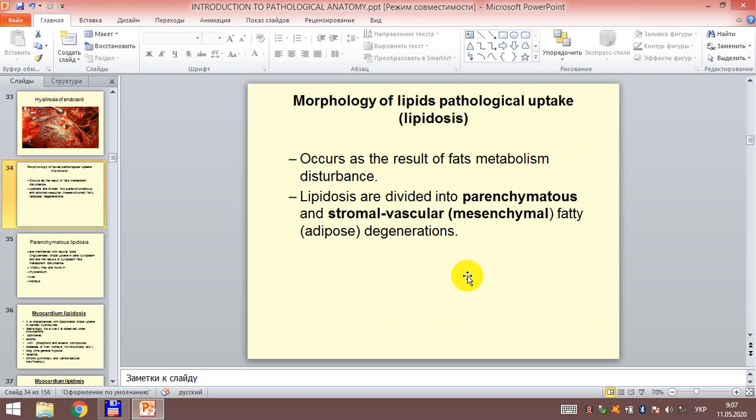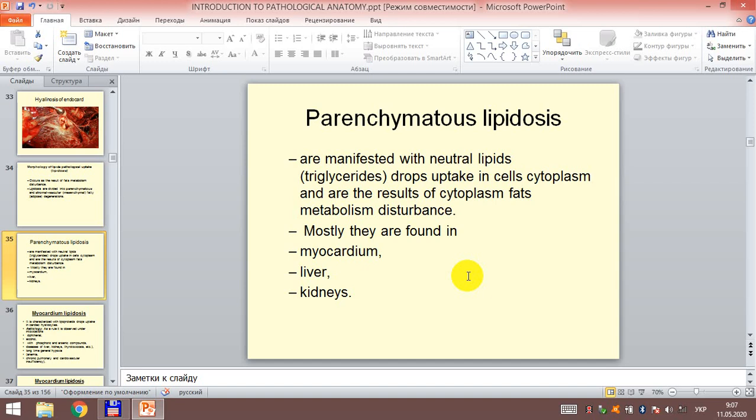Morphology of pathological lipid uptake, or lipidosis. Such dystrophy occurs as a result of fat metabolism disturbance. Lipidoses are divided into parenchymatous and stromal-vascular, or mesenchymal, fatty degenerations. Let's begin with parenchymatous lipidosis. It is manifested by uptake of neutral lipids, triglyceride drops, in the cell cytoplasm as a result of cytoplasmic fat metabolism disturbance.